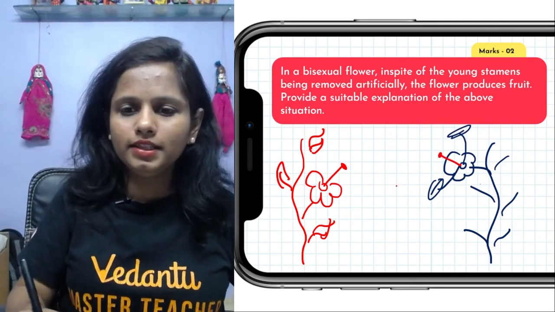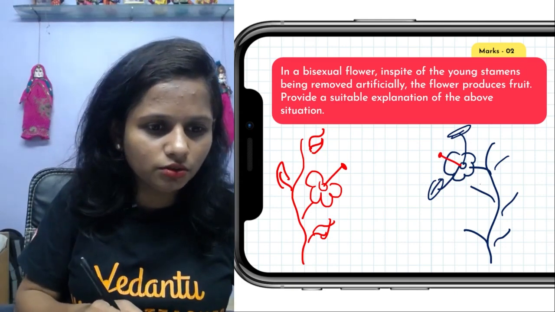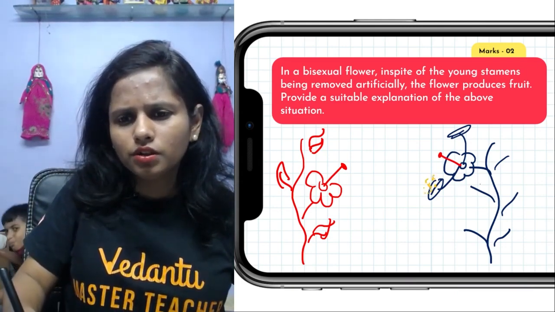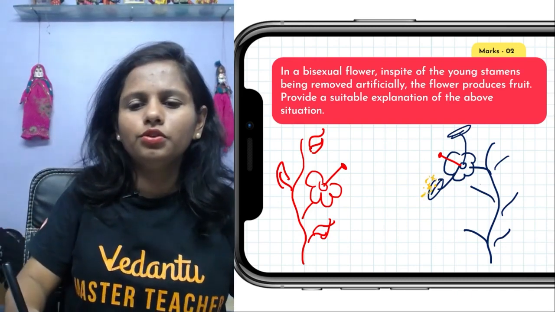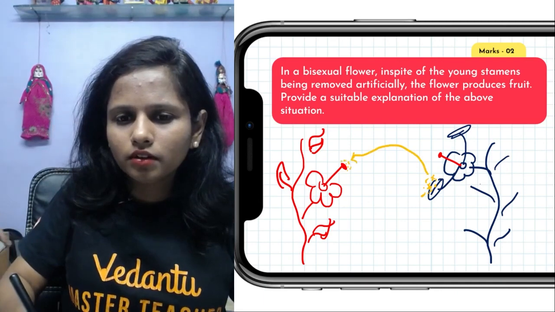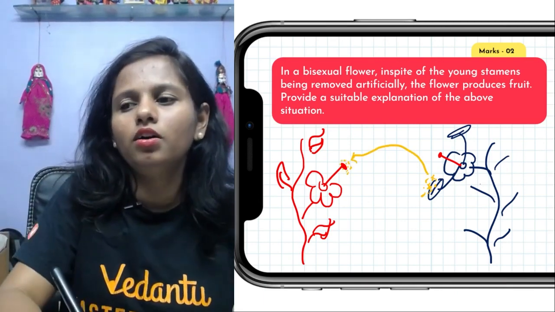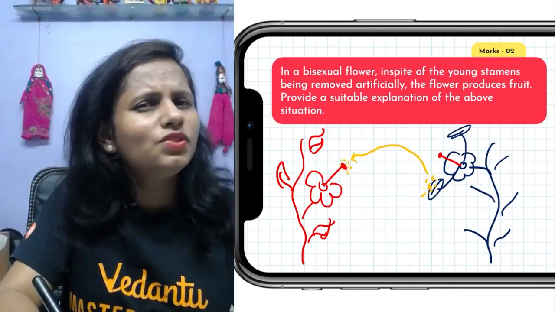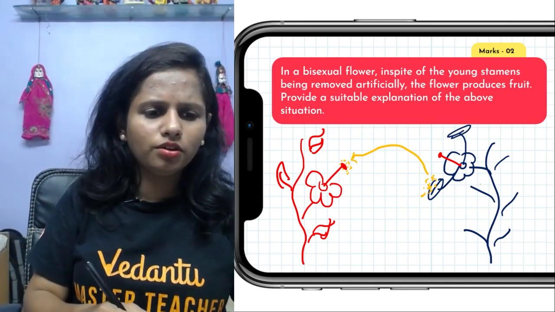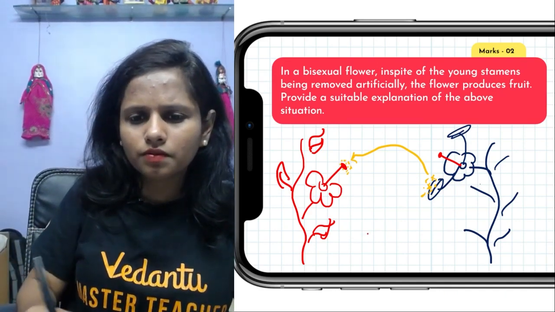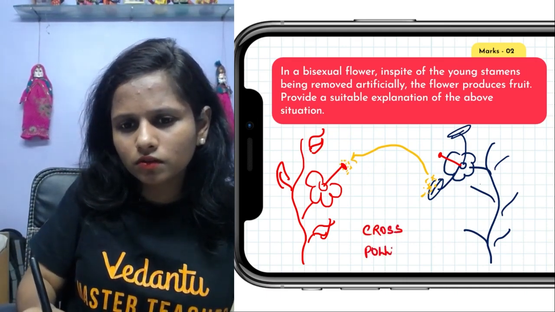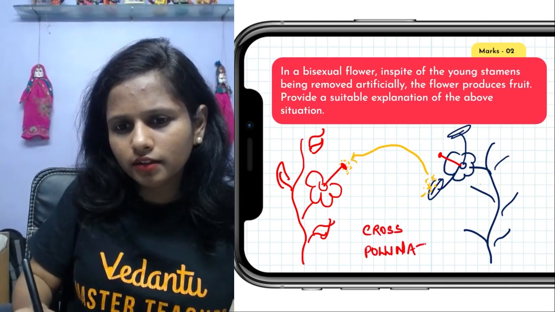Now the pollen grains, okay, which color shall I use? Yellow. Okay, the pollen grains produced in the anther of one plant, they get transferred onto the stigma of the other plant. And this phenomenon is known as what, people? Of course, this process is what we call it as cross pollination.